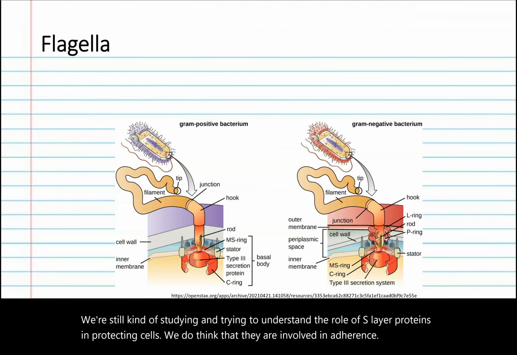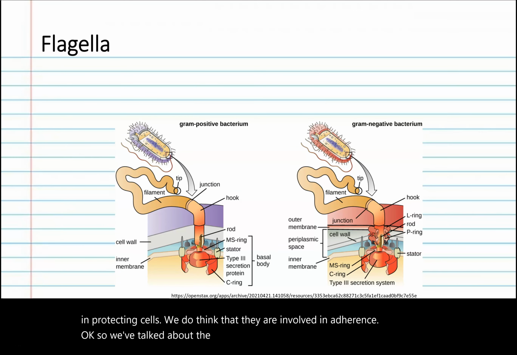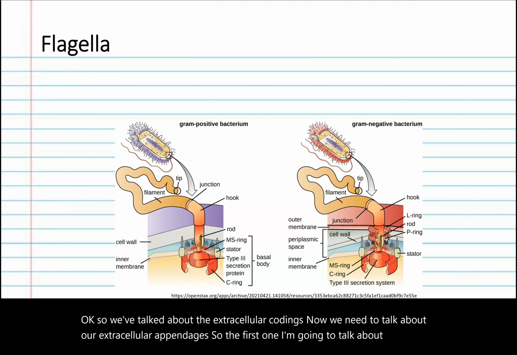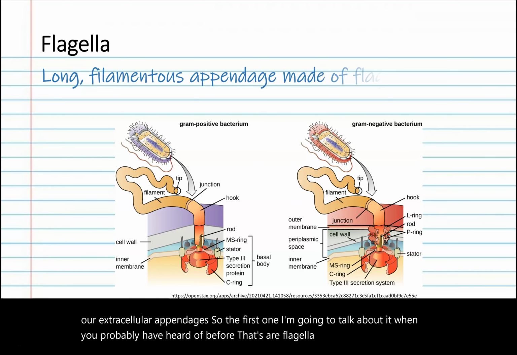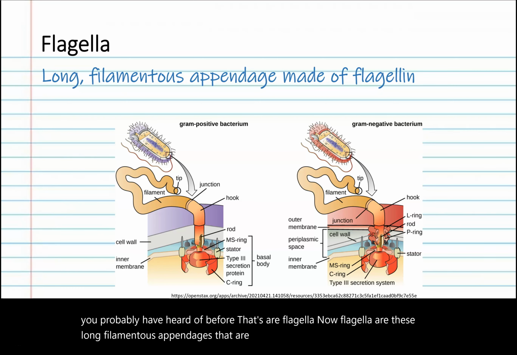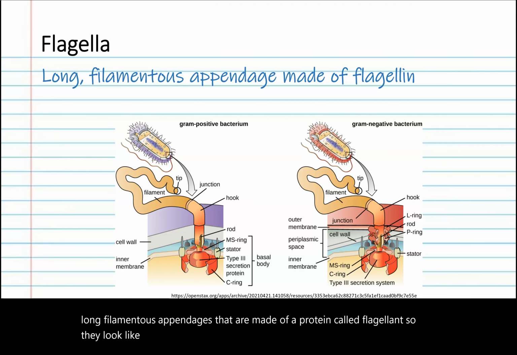Okay, so we've talked about the extracellular coatings. Now we need to talk about our extracellular appendages. So the first one I'm going to talk about is the one you probably have heard of before. That's our flagella. Now, flagella are these long filamentous appendages that are made of a protein called flagellin. So they look like a long tail that extends off the surface of the cell. That's the external component of the flagella.